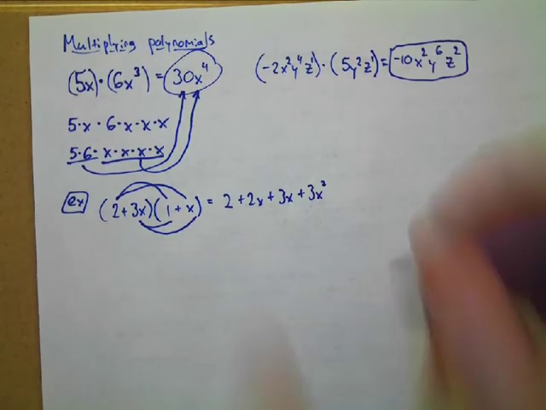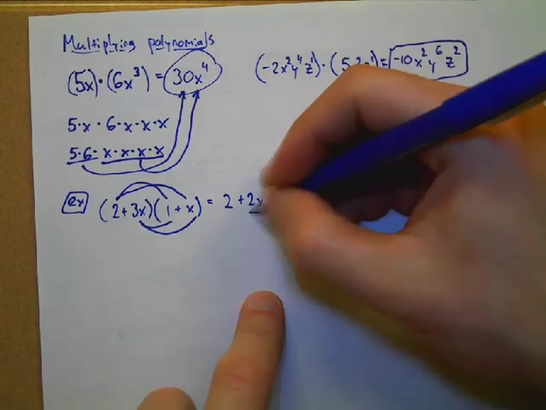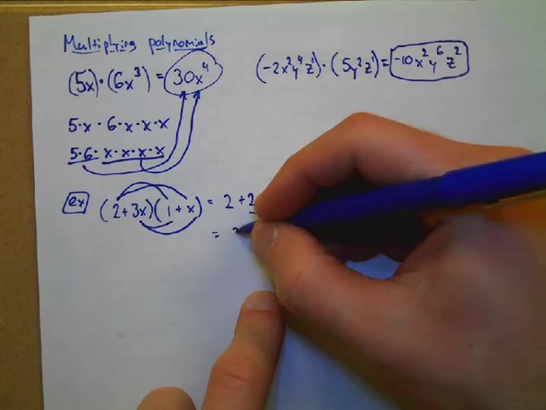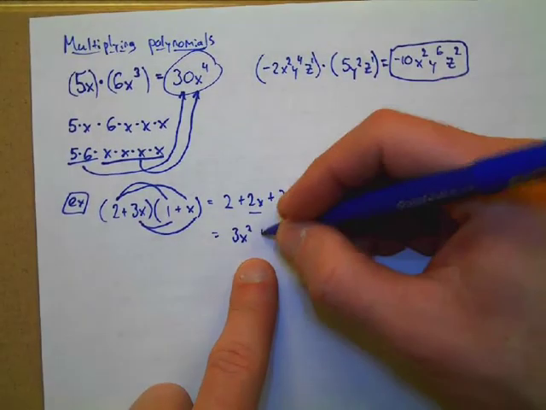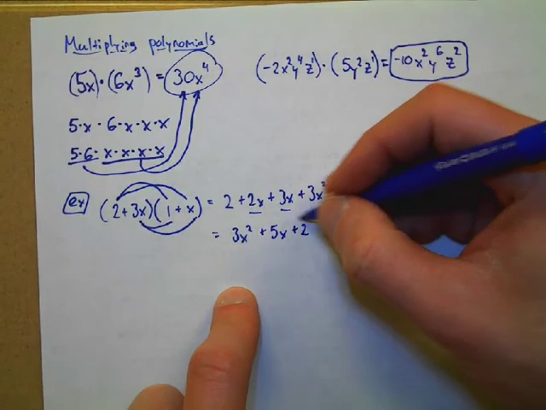Is that the best we can do, or is there more I can simplify here? The 2x and the 3x are like terms. I'll put the 3x squared first because I'm trying to put it in standard form. 2 plus 3 is 5x. And then we get the plus 2. And there is our final answer right there.